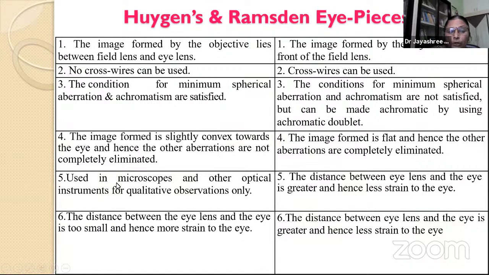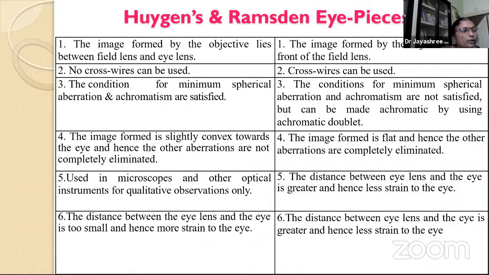Next is their use in microscopes and other optical instruments for qualitative observations only. Here the distance between the eye lens and the eye is too small, and hence there is more strain to the eye. Here the distance between the eye lens and the eye is greater, and hence less strain to the eye.